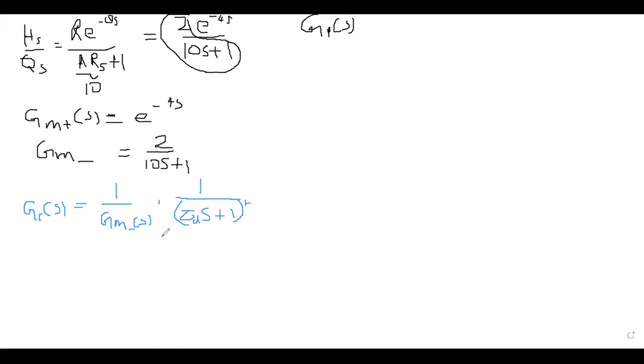So if we substitute the values here, 1 over GM minus S is this. So this is upside down, right? So you have to flip it around. This is GM minus, this is GM minus. So to get 1 over GM minus, you have to flip this around. So what you get is 10s plus 1 over 2.